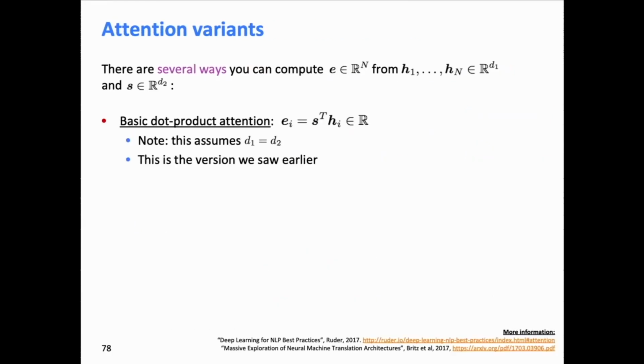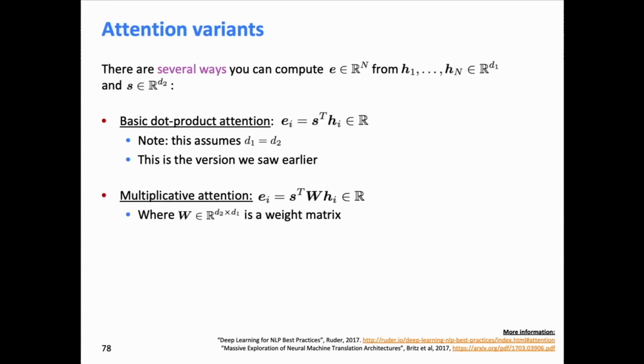Here are the different ways you can compute the scores. The first one, which you've already seen today, is basic dot product attention. The idea here is that the score for a particular value, h_i, is just the dot product of the query and that particular value. In particular, this assumes that the size of your query vector and the size of your value vectors has to be the same because you're taking a dot product.